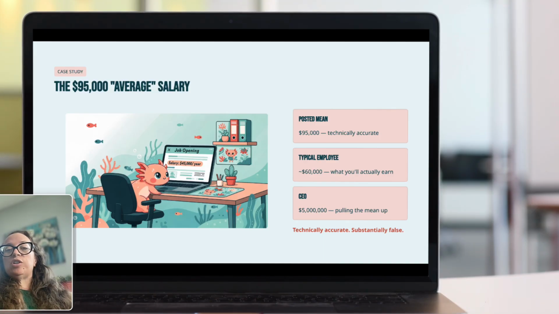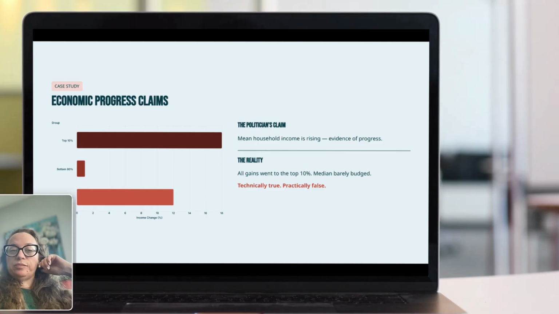So the distribution here might be bimodal, some responders and a lot of non-responders, or it might be highly skewed, a few miracle cures pulling up the mean. So it's technically true, mean improvement exists, but it's practically false. The typical patient experience is mediocre. So patients are misled about their probability of getting better.